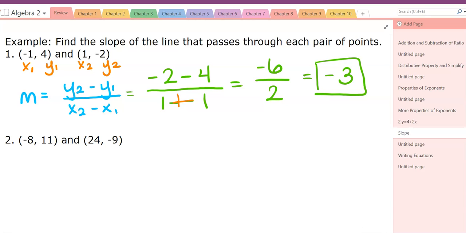Okay, so take a minute or two and do number 2. Find the slope using those 2 points, -8, 11, 24, -9.